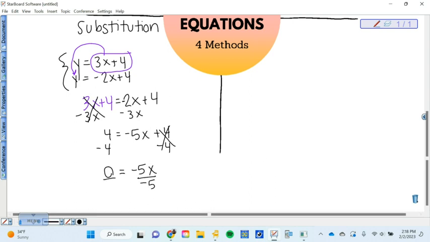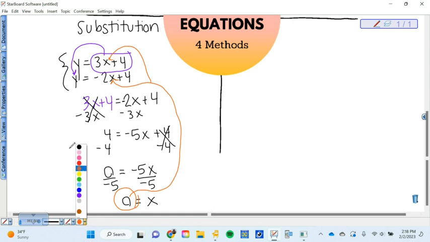Divide by negative 5. What's 0 divided by negative 5? 0. So what does x equal? 0. Am I done? Now we have to solve for y. So what am I going to do with that 0 to solve for y? Plug it in for the second equation. Yeah, I could have plugged it into the top equation too. It doesn't matter, you can choose either one of those equations.